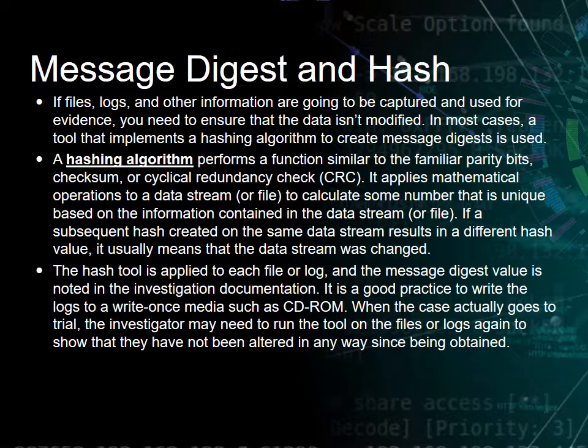If a subsequent hash created on the same data results in a different hash value, it usually means the data stream has changed. The hash tool is applied to each file or log, and the message digest value is noted in the investigation documentation. It is good practice to write the logs to a write-once media, such as a CD-ROM. When the case actually goes to trial, the investigator may need to run the tool on the files or logs again to show that it has not been altered in any way since being obtained.